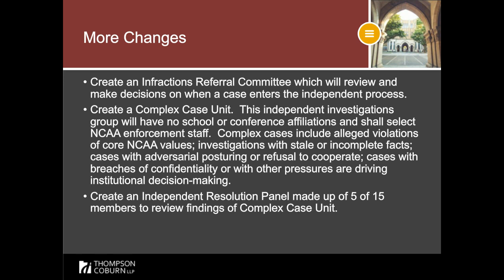To review complex cases, they would come up with an independent resolution panel of 15 members, and 5 of those 15 would hear these complex cases.